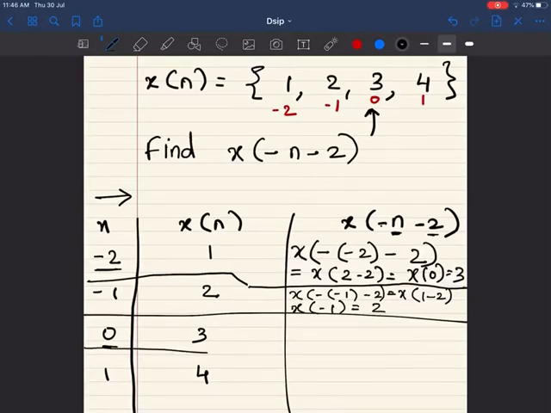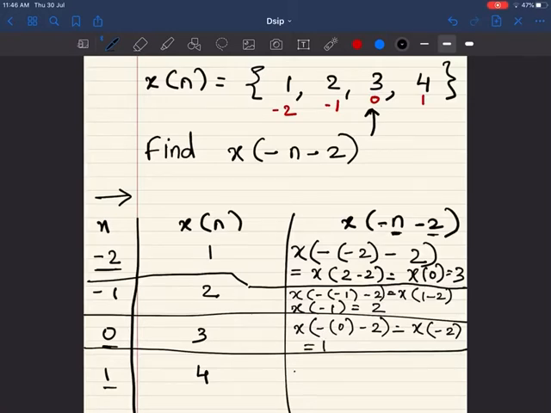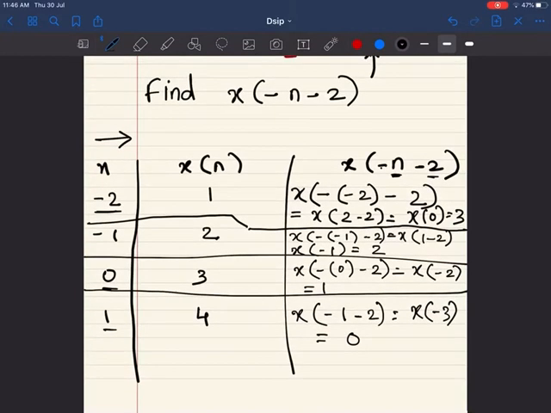Then we have to calculate for n equal to 0. So we substitute x of minus 0 minus 2, which is nothing but x of minus 2. What is x of minus 2? It is 1. Now we substitute 1. So x of minus 1 minus 2, which is equal to x of minus 3. We don't know the value of x of minus 3, so we are going to simply write 0 over here.